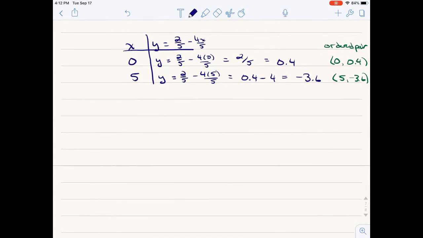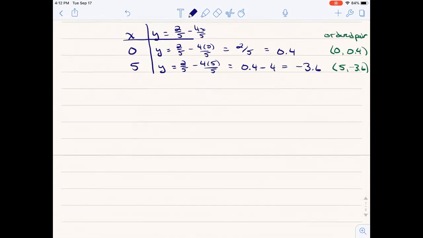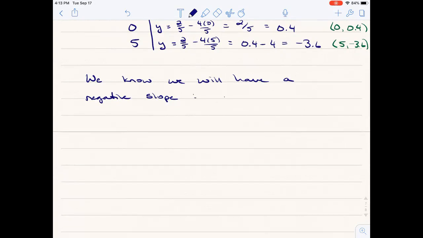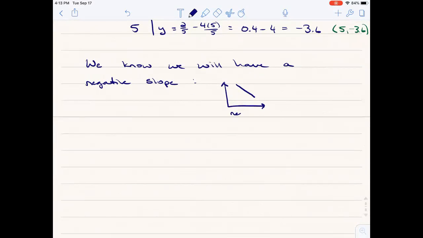So when we're drawing our graph, let's see if I can fit this all on. Because I've got a page break coming up, I'll just write my little note here. We know we will have a negative slope, which means we'll have something that looks like this, going downwards. This is a negative slope, and something that looks like this is a positive slope. Depending on whether the value attached to the x is positive or negative, that tells us which direction our line is going to go.